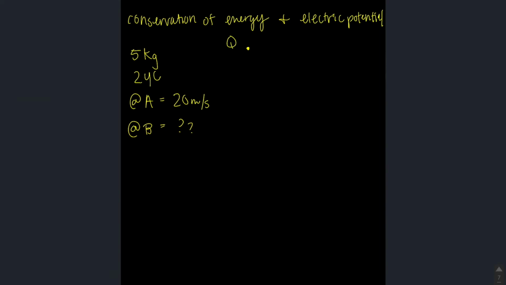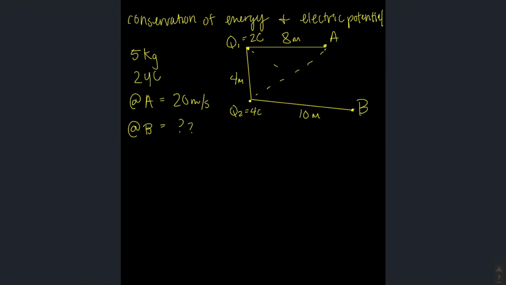So we have a point charge Q1 equal to 2 coulombs, and then let's have a Q2 equal to 4 coulombs. And then we'll have point B here and point A here. The distance between 2 coulombs and point A is equal to 8 meters, the distance between Q1 and Q2 is 4 meters, and the distance between Q2 and B is 10 meters. And let's draw these dotted lines because we'll need them in a minute.